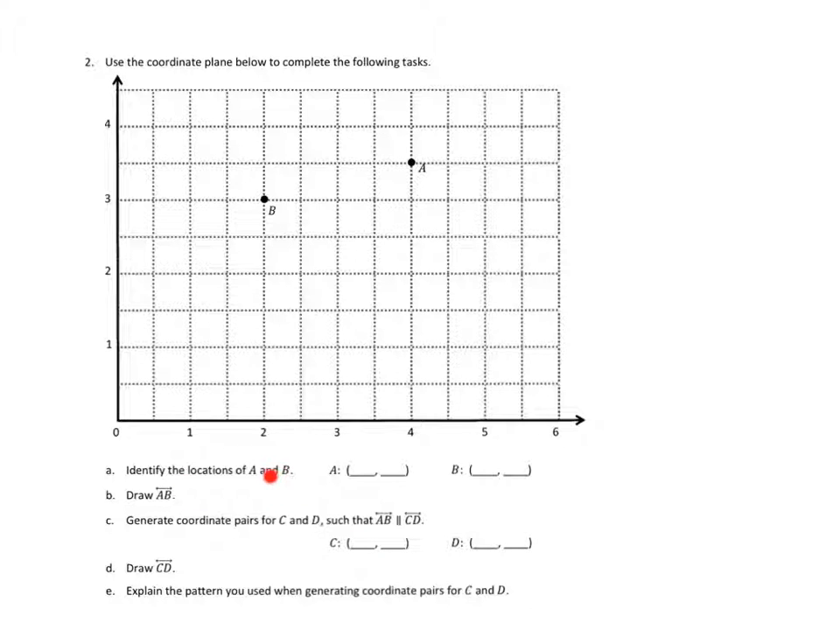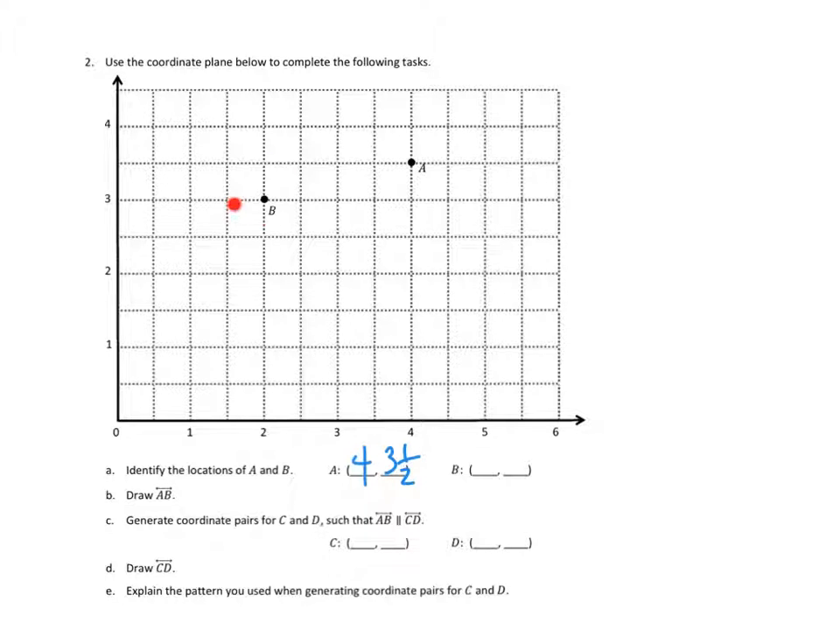Okay, let's take a look at A. Identify the locations of A and B. So let's see, where is A? Oh, it's right here. How far out on the x-axis is it? Well, that's 1, 2, 3, 4. So that point is 4. And then how high on the y-axis is it? That's 1, 2, 3, oh, 3.5. So 4, 3.5 is my point for A.